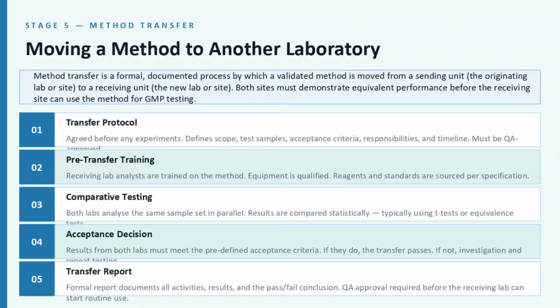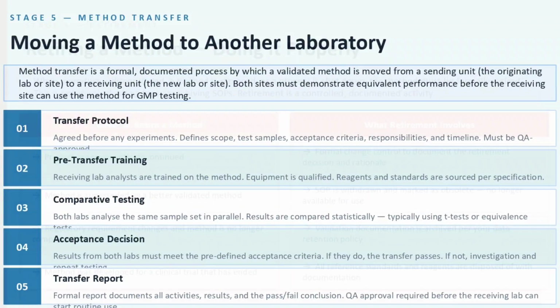Step 5. A transfer report is completed. It documents everything: the protocol, the raw data, the statistical analysis, the pass or fail conclusion. QA must review and approve this report before the receiving lab can use the method for any GMP testing.